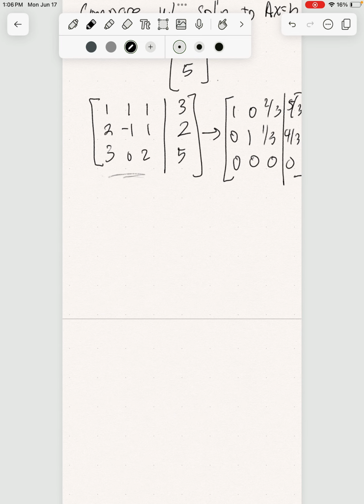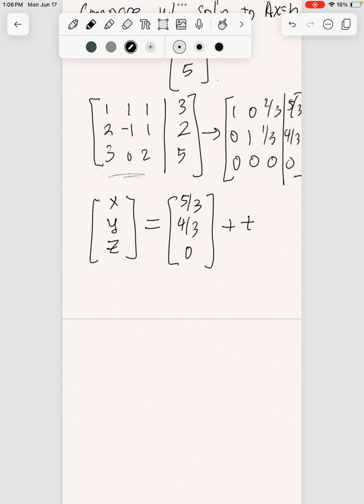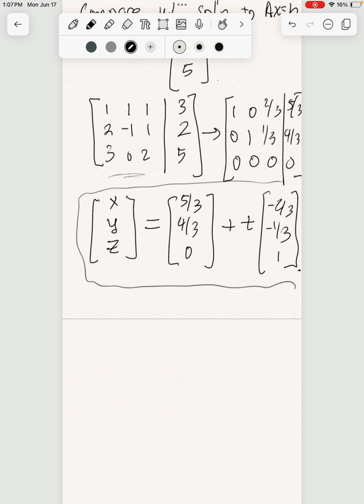And then when you write out the system, you just write out the equations. x plus 2/3 z is 5/3, y plus 1/3 z is 4/3. You set z equal to t, you solve for x, y, and z. You're going to get x, y, z equals 5/3, 4/3, 0 plus t times negative 2/3, negative 1/3, 1. So that's the solution to the non-homogeneous equation. Now let's compare this solution.